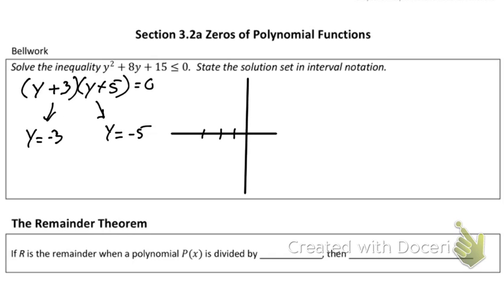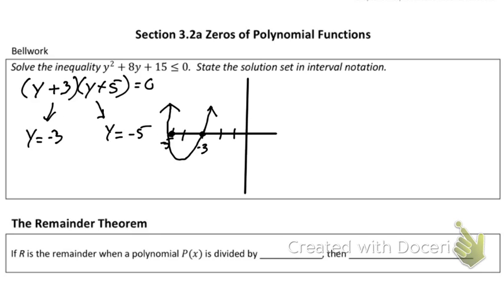1, 2, 3, 4, 5. That's negative 5. This is negative 3. I put my points here, here. We know it opens up because there's a positive 1 in front of that y squared. So it looks something like that.